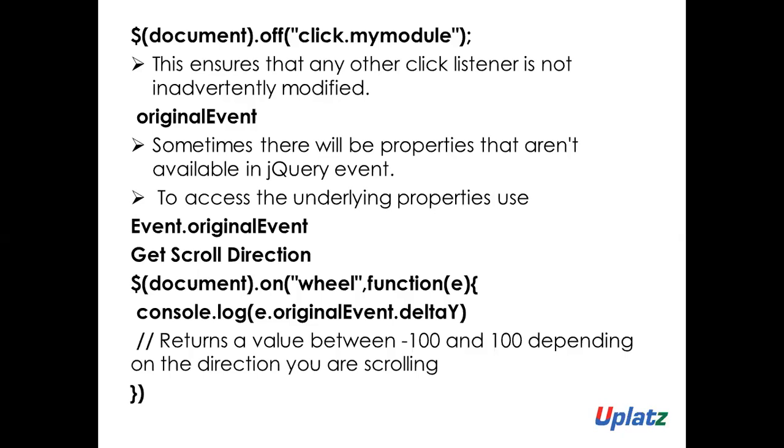So I have a get scroll direction example. Document dot on wheel function, and I have console dot log e dot originalEvent. It returns values between minus 100 and 100 depending on the direction in which we scroll. That is the original event we will have.